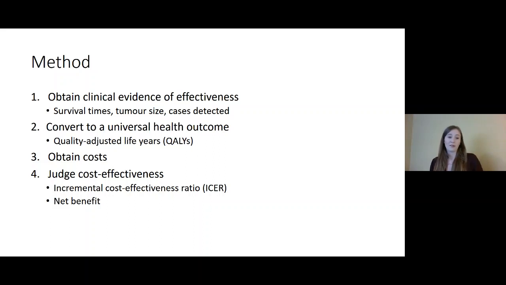Having got our universal health outcome, we're then going to try and get hold of some costs. So costs, again, we might obtain from electronic health records. We might obtain them from central costing sources. So the NHS produces some evidence of costs that we can use to work out how expensive things are. There's obviously things like the British National Formulary, which is the medicines price list for the NHS.